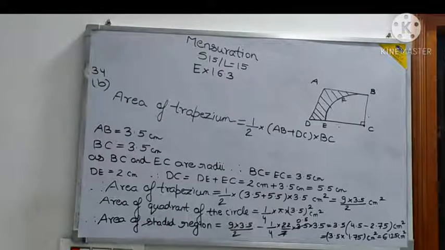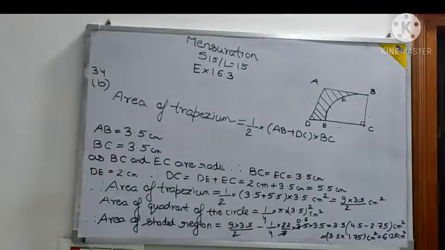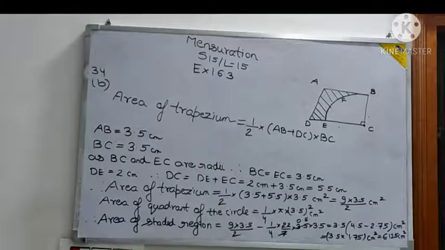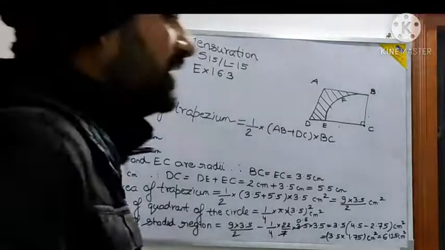So once BC and EC are equal, you will calculate the area of the trapezium using the formula of what? Half into sum of parallel sides into height. Then you will calculate the area of the quadrant of the circle. You must write quadrant there because the question also mentions quadrant only. So which formula do you use? 1/4 of pi r square. So 1/4 is there, and then you calculate it simply like that only. Okay. I hope this makes things clear to you.